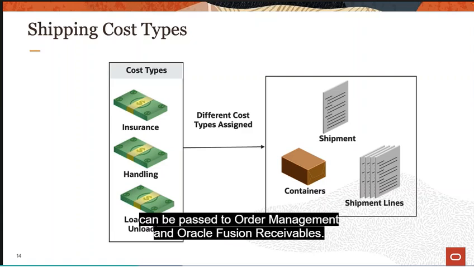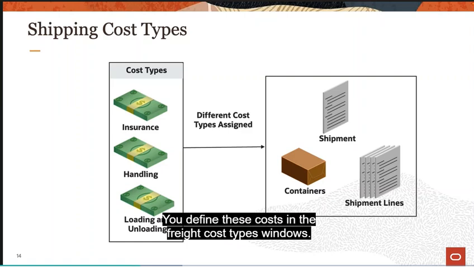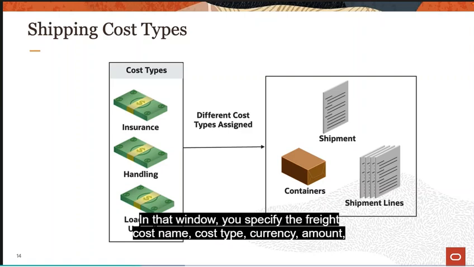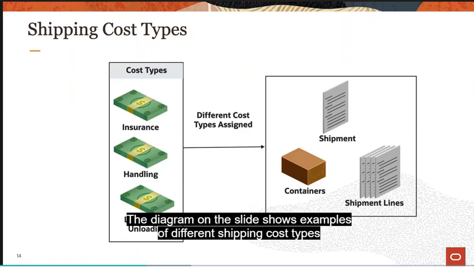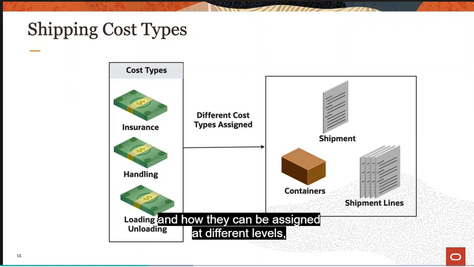You define these costs in the Freight Cost Types window. In that window, you specify the freight cost name, cost type, currency, amount, and the effective period. The diagram on the slide shows examples of different shipment cost types and how they can be assigned at different levels, including shipments, shipment lines, and containers.